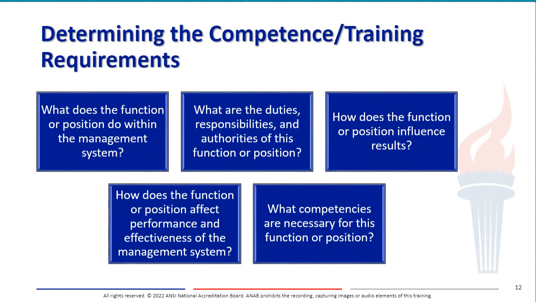Once the function or position is determined, we then need to determine the competence and training requirements for that function or position. Target those activities that influence results and/or affect performance and effectiveness of the management system and operations. Ask, what does the function or position do within the management system? And what are the duties, responsibilities, and authorities of this function or position? This will allow you to define and refine what activities require training and competence evaluation, as well as start to shape what the training will look like.